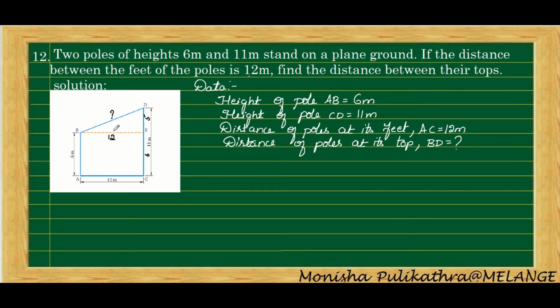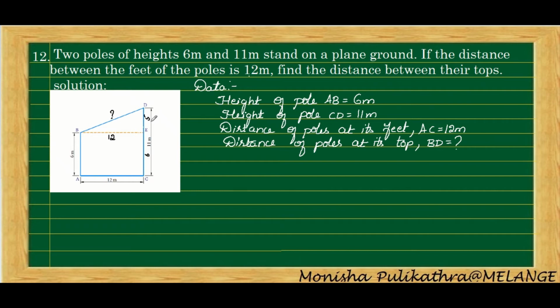We have to draw a construction here. We have to join the line BE. If this is 6, this will be 6. And if this base AC is 12, then BE will also be 12 because it forms a rectangle. Now we need to find BD. Here this pole will make a right angle triangle, this will be 90 degrees. The biggest pole is 11 meters, whereas the smallest pole is 6 meters. So we have to get the value of DE.